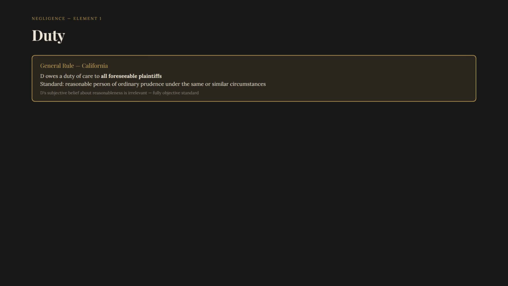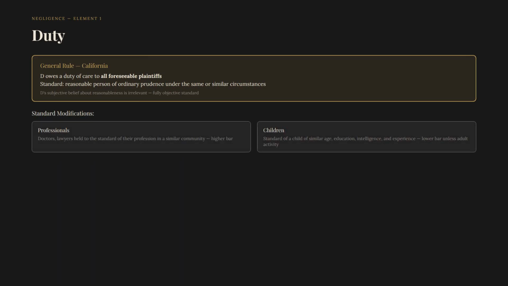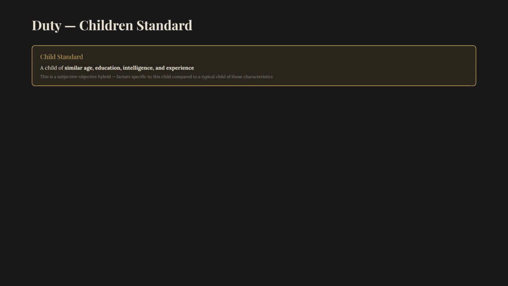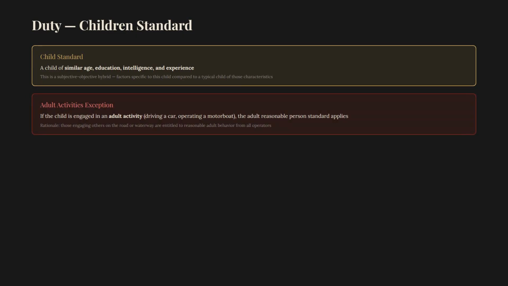Duty in California means D owes a duty of care to all foreseeable plaintiffs. The general standard is reasonable person of ordinary prudence under the same or similar circumstances. Modifications. Professionals like doctors and lawyers are held to the standard of their profession in a similar community. Children are held to the standard of a child of similar age, education, intelligence, and experience, unless they're engaged in adult activities like driving a car, in which case the adult reasonable person standard applies.